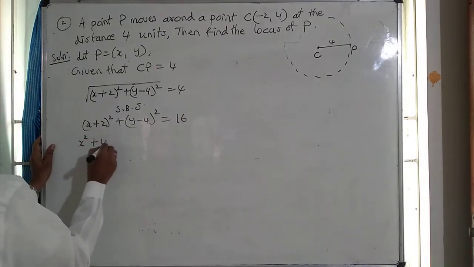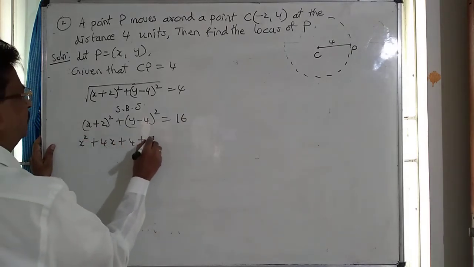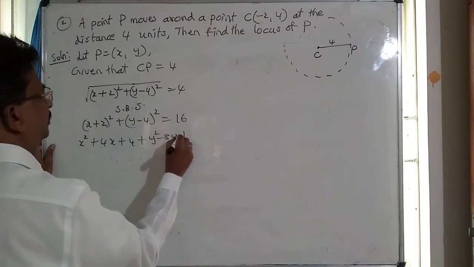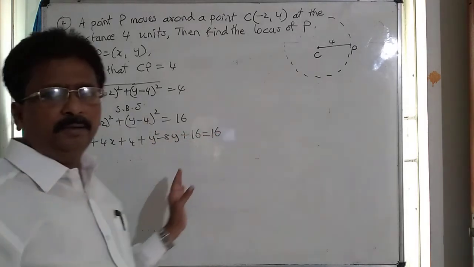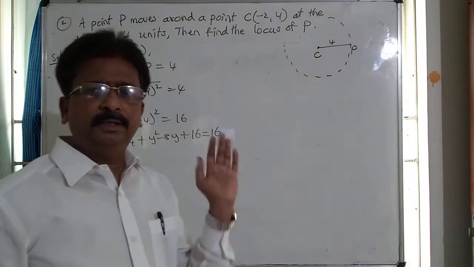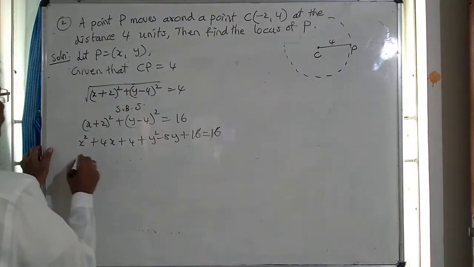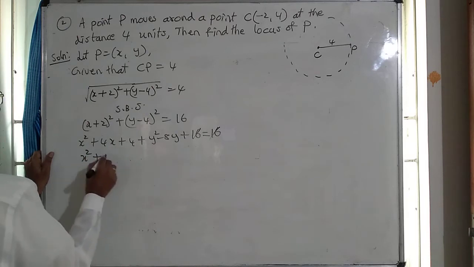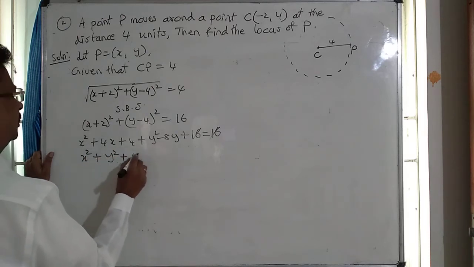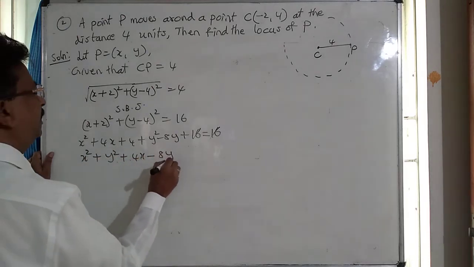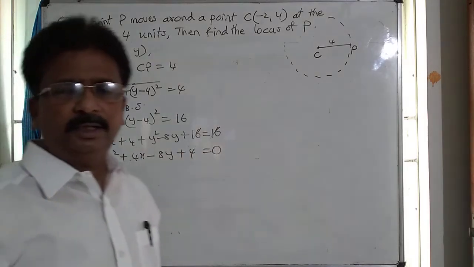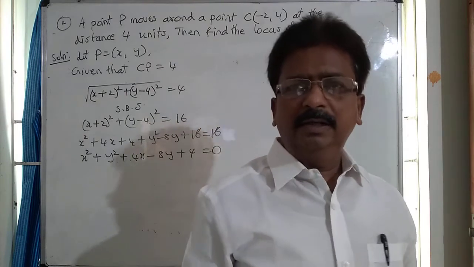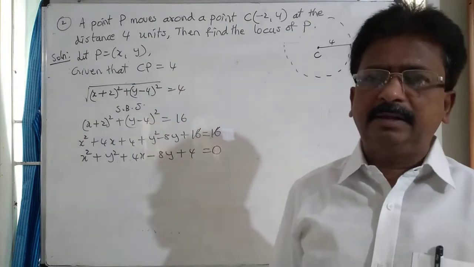x square plus 4x plus 4 plus y square minus 8y plus 16 is equal to 16. Now clearly on both sides 16 can be cancelled. x square plus y square plus 4x minus 8y plus 4 is equal to 0. On the right side nothing is there. Note it, over. The locus of the point is completed. Note it.